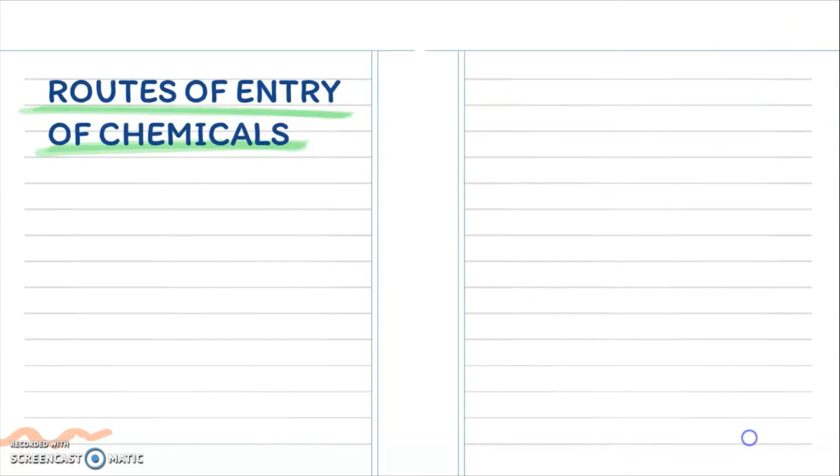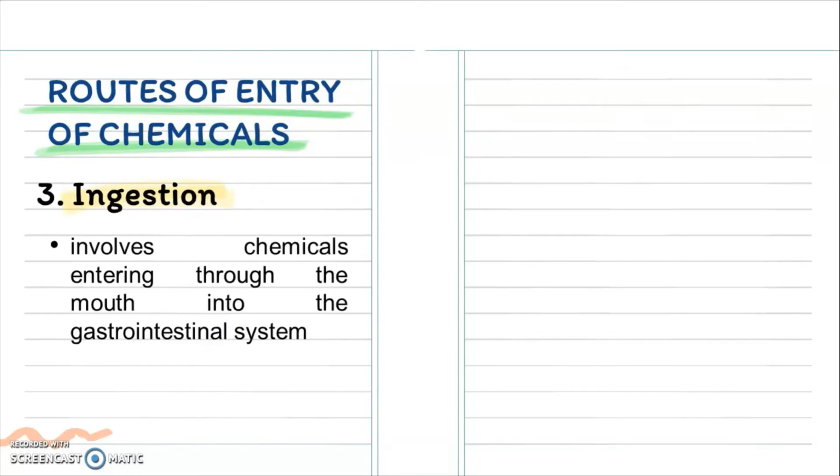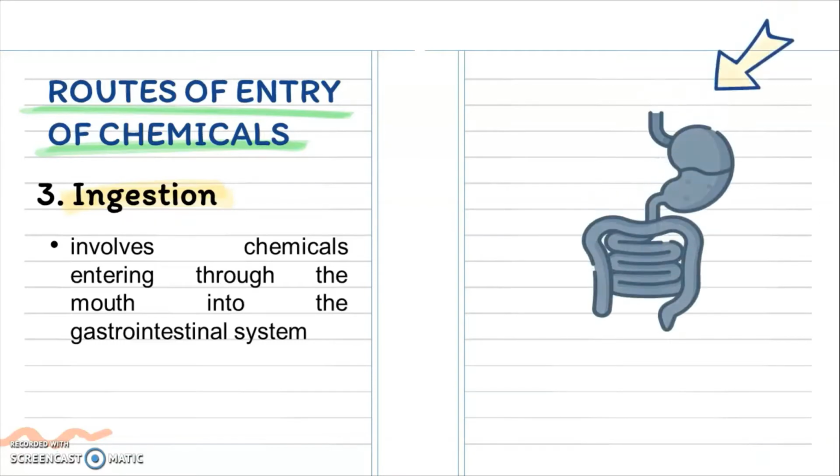The last route is through ingestion, which involves chemicals entering through the mouth into the gastrointestinal system. This is the reason kung bakit bawal tayong kumain or uminom inside the laboratory. Kasi baka mamaya, sa halip na tubig yung inumin natin, is chemical pala yung nainom. And that is very dangerous. Now we know how chemicals enter in our body.